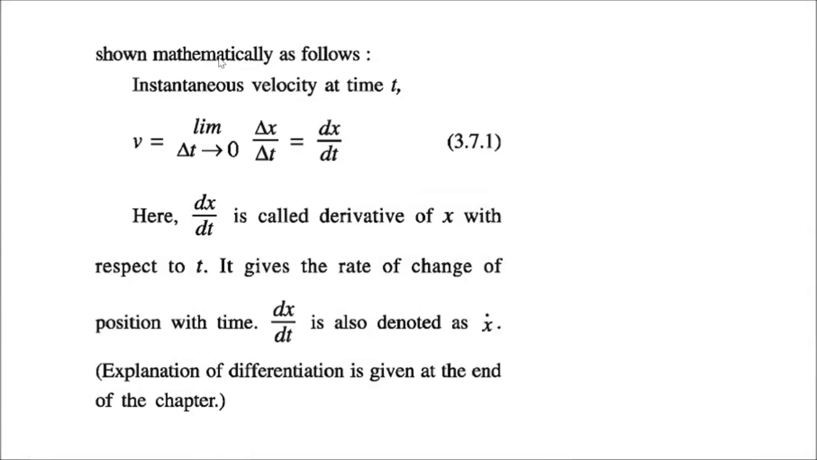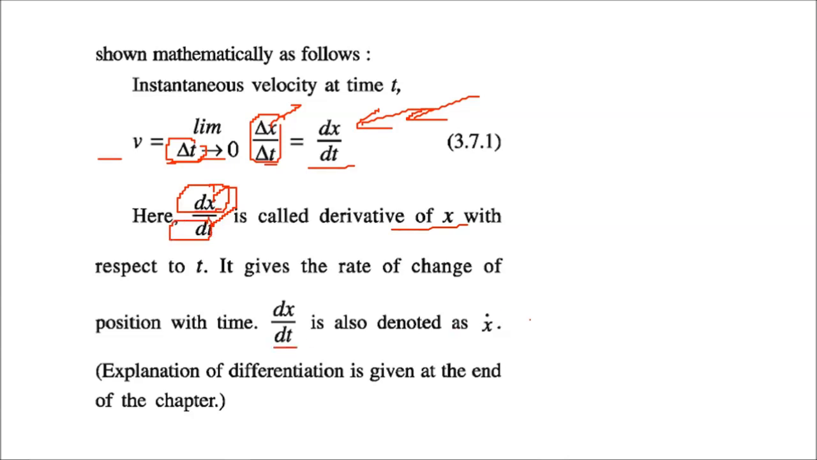So how to show it mathematically? Velocity will be delta x by delta t, that is x2 minus x1 by t2 minus t1. But here we are taking the limit. So when we take limit delta t tends to 0, then this delta x by delta t, we know by mathematics, becomes dx by dt. dx by dt is the derivative, and you might have known it when you learned derivatives, integrals, etc. Now dx by dt is called the derivative of x with respect to t, and what it gives you is the rate of change of position with time. Rate of change of position with time, and dx by dt is given by x dot.